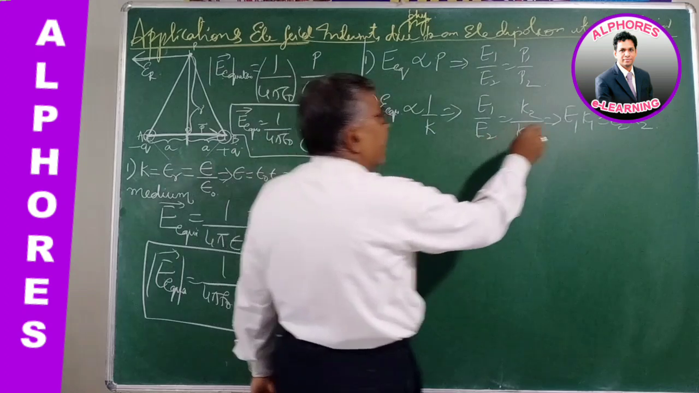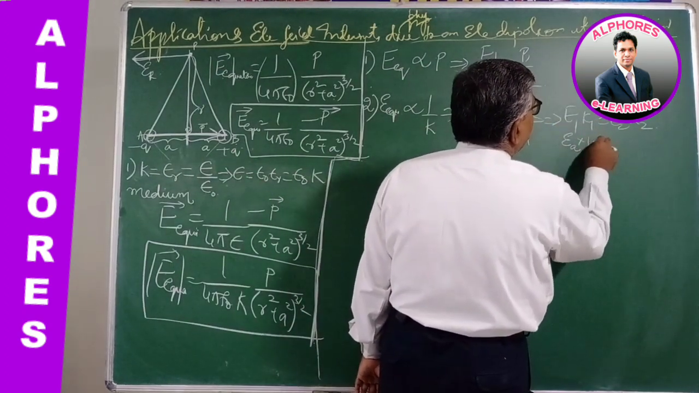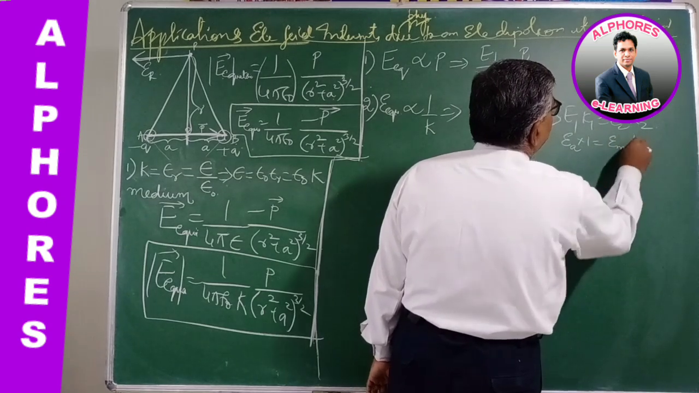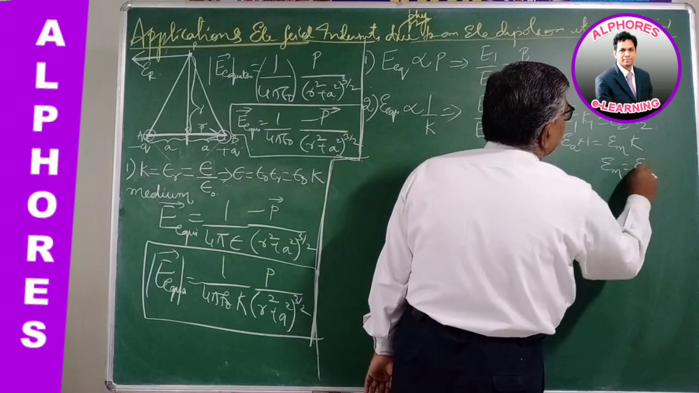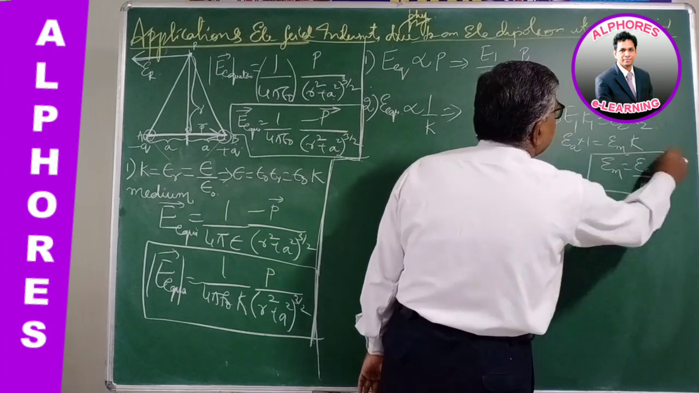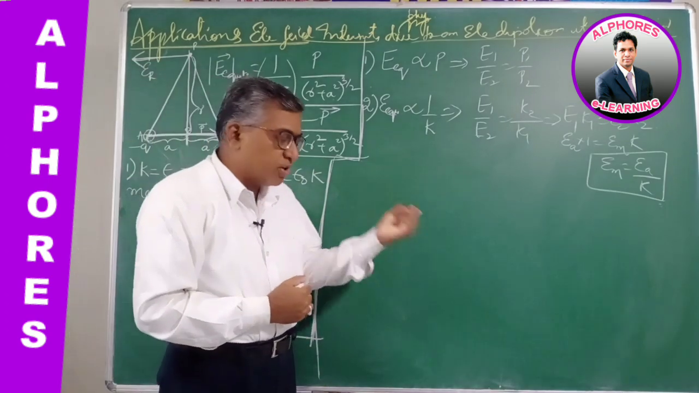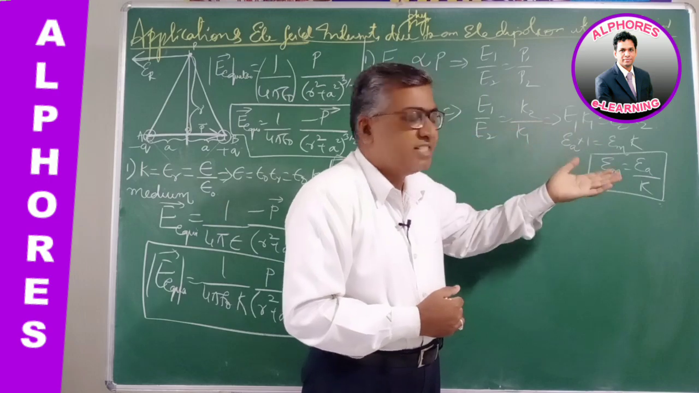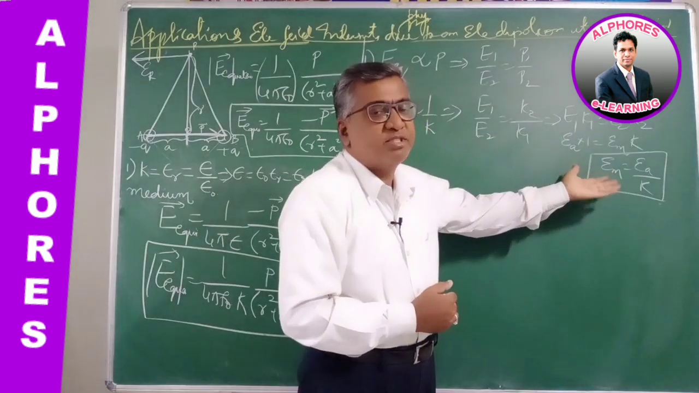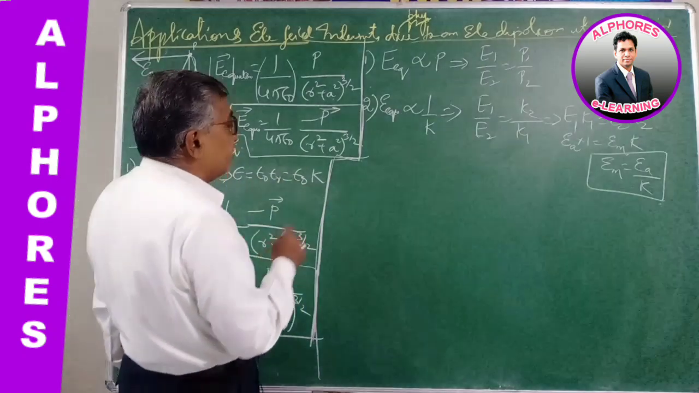Suppose I compare air and a medium. The dielectric constant of air is 1, and the electric field intensity in the medium has dielectric constant K. Therefore, electric field intensity in the medium is E air by K. It is K times less. We have been finding this for a point charge, for a dipole on the axial line, for any charges: the electric field in the medium is always K times less. The medium reduces the strength of the field.